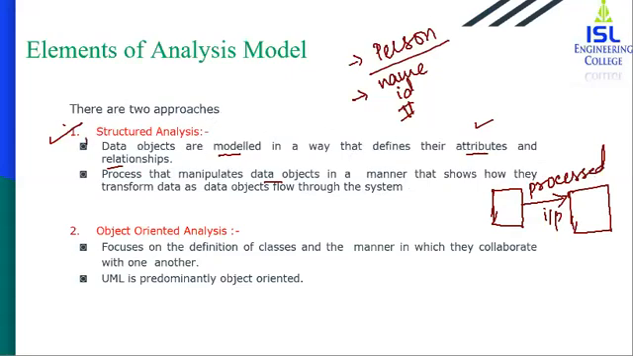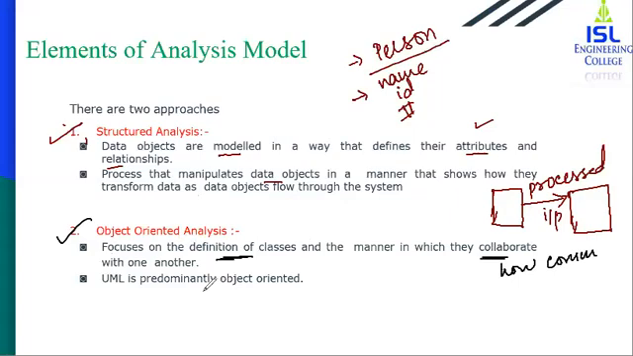Whereas the second type is your object oriented analysis. Now within this object oriented analysis, this focuses upon the definition of class. Now in here, within the structured analysis, we have taken the attributes for the person. Whereas in object oriented analysis, you are going to focus upon the definition of classes and the manner in which they collaborate with one another, how they are communicating, that will be identified, how the communication is taking place.